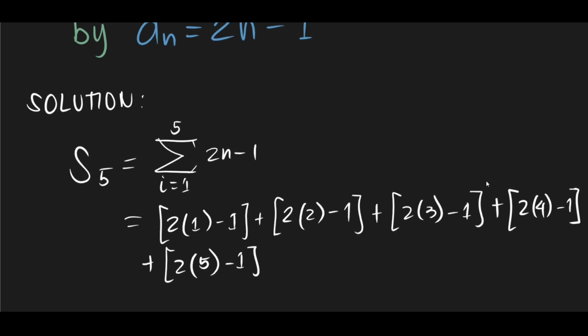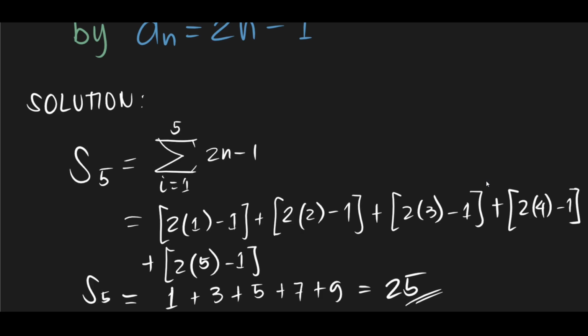If we add all of these up, so we're running out of space, so just bear with me here. 2 times 1 minus 1, you get 1, plus 3, plus 5, plus 7, and then plus 9. If we add all that up, you will get 25. So this is our arithmetic series, denoted by S5. Okay, so that's basically it.